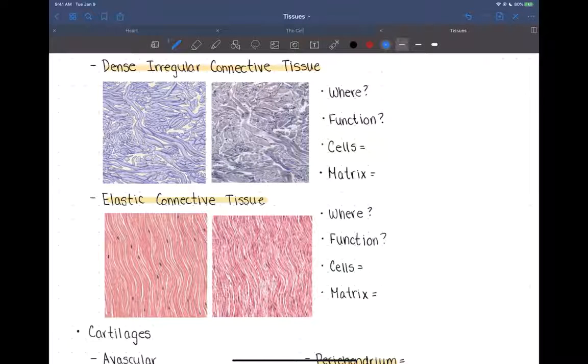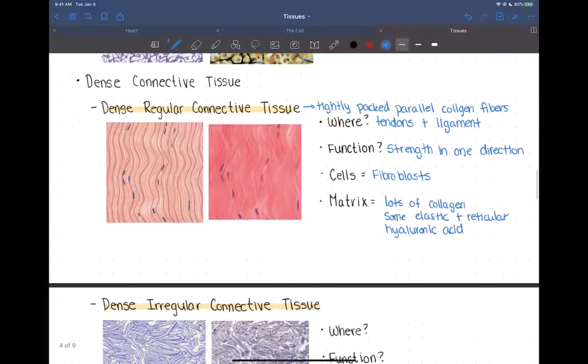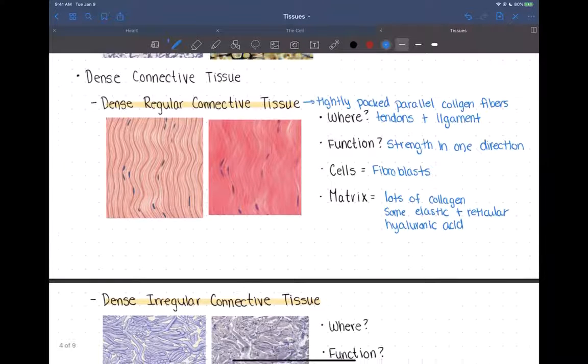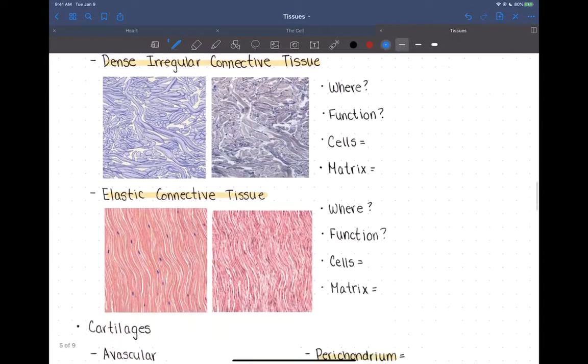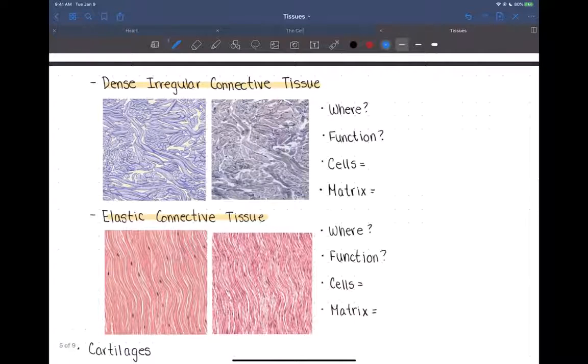All right, so we're going to continue talking about our connective tissues. Last time we talked about dense regular connective tissue, and now we're going to move on to dense irregular connective tissue. Dense irregular connective tissue has collagen running in many different directions, right? First off, collagen in many directions.